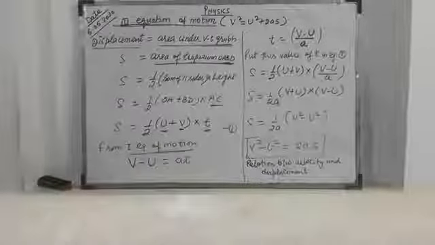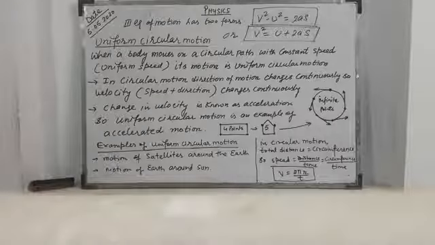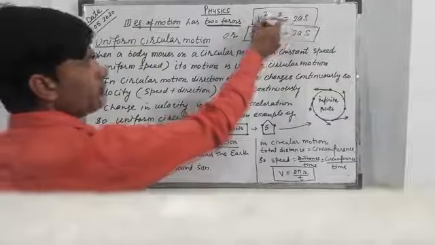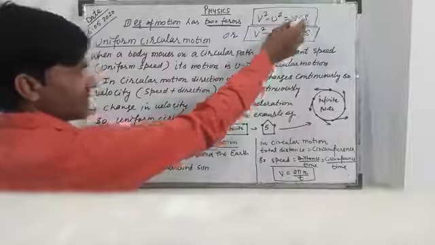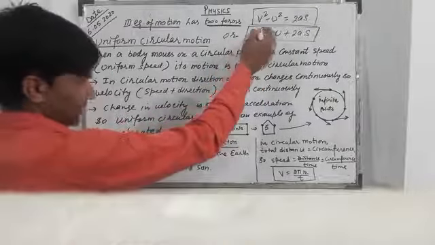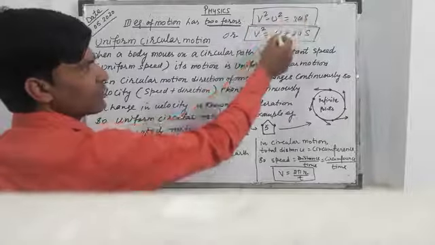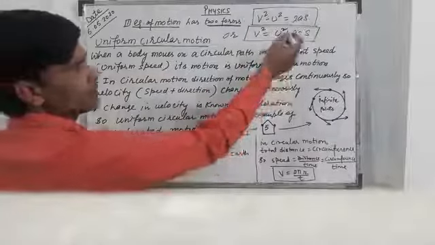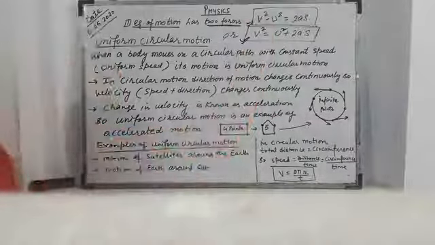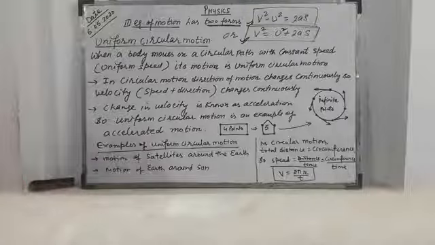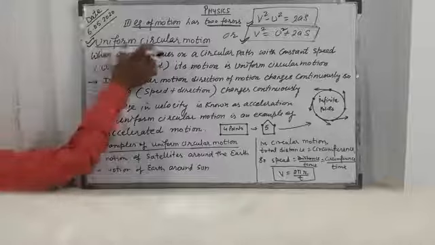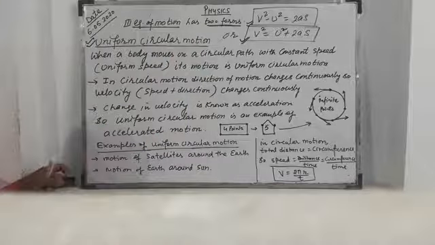The third equation of motion has two forms. One is v square minus u square is equal to 2as. This can also be written as v square is equal to u square plus 2as. So these are the two forms of the third equation of motion. Now the last heading of this chapter is uniform circular motion.